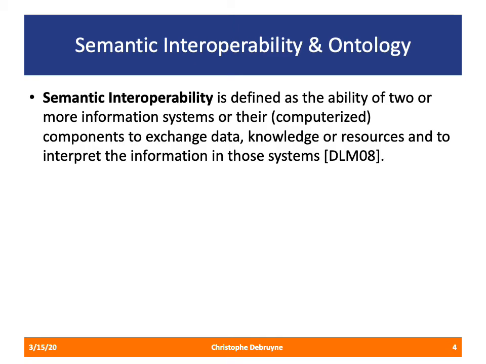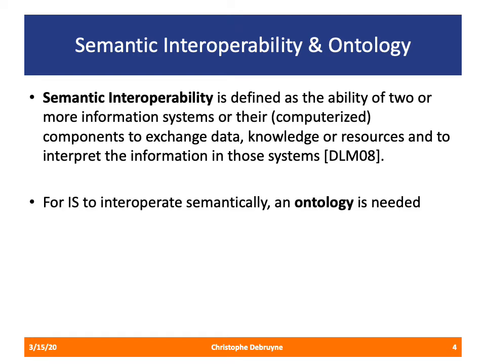But first, what is semantic interoperability? Well, Pieter de Leen here defines semantic interoperability as the ability of two or more information systems or their computerized parts to exchange data, knowledge, and resources, and to be able to interpret the information in those systems. Now, for information systems to interoperate semantically, an ontology is needed.